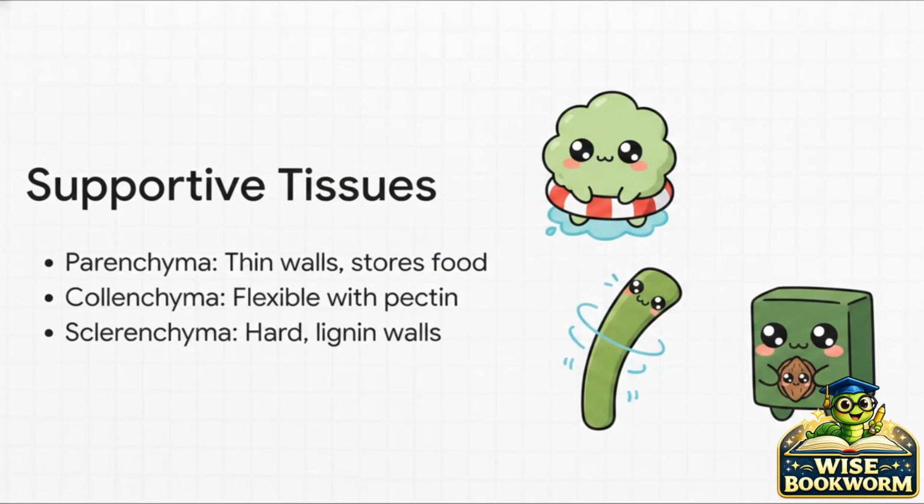Okay, so once those cells are done dividing, they settle down into permanent supportive tissues to keep the plant upright. You've got parenchyma, which is soft and stores food. It even stores air so aquatic plants can float. Then there's collenchyma, packed with flexible pectin so young stems can bend in the wind without snapping. And finally, sclerenchyma. These are hard, dead cells with thick lignin walls. It's the tough stuff that gives us walnut shells and coconut husks.